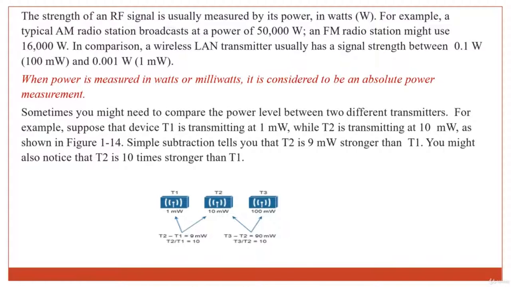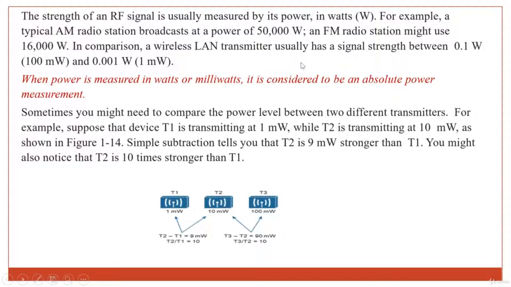But the important thing here is that for wireless LAN, the power will lie in between 100 milliwatt to 1 milliwatt. And if you convert to watt, that is 0.1 watt to 0.001 watt. So it is better to measure in milliwatt. So power will be between 100 to 1 milliwatt for wireless LAN. But for other services, for example AM radio station broadcast, this is 50,000 watt. So you can see how much power it is. For FM radio, for example, 16,000 watt. This is huge power, correct?